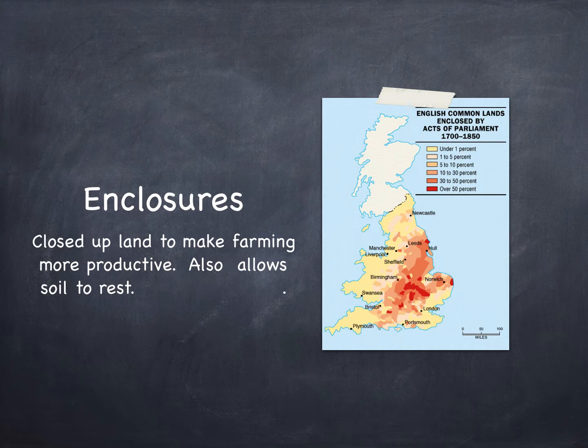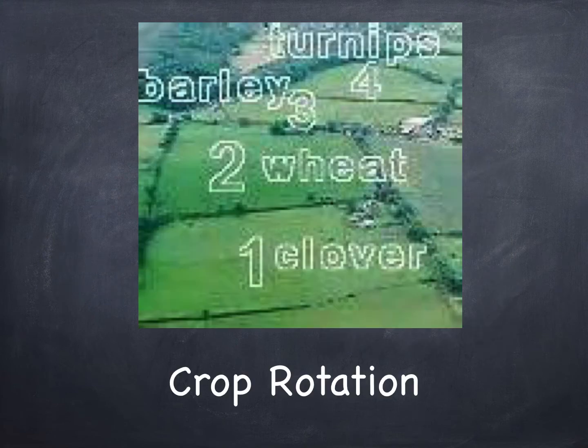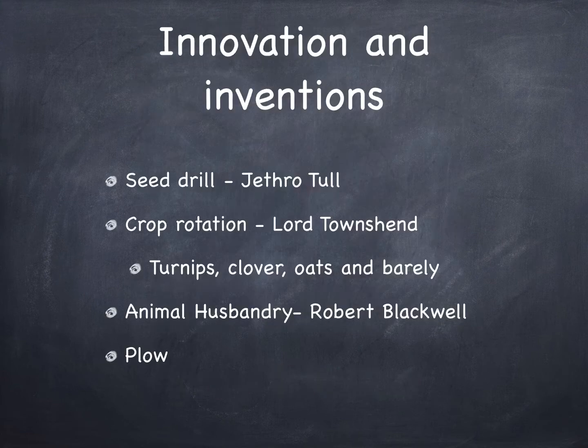All right, so the enclosures, if you look at this map, you can see where the enclosures were happening. It's pretty much down the center of England, and it allows soil to rest. So your fields would kind of look like that: turnips and barley, wheat, and clover. So they had two fields with stuff for the livestock, and then you'd have your barley and wheat, which would be crops that you could sell to humans to eat. Of course, you can eat turnips and clover also as a human, but they were safe for animals.